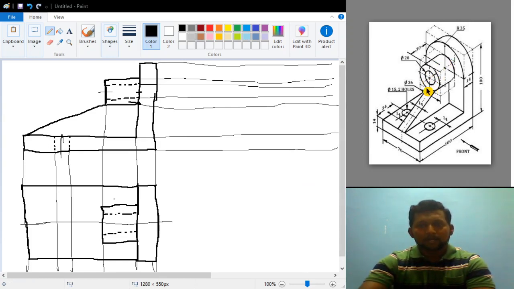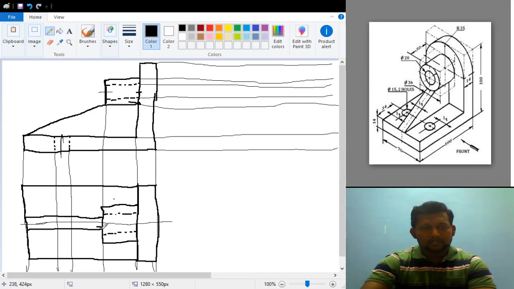Now what about this slant edge? This slant rectangular block will appear in the top view, but the distance will get reduced. What is the thickness of that block? It is 14 mm. So from here at a distance of 7 mm I will mark one line, and from here at a distance of 7 mm I will mark another line. So the total distance will be equal to 14. I will join just like this. These lines represent the slant rectangular block which is there over here.